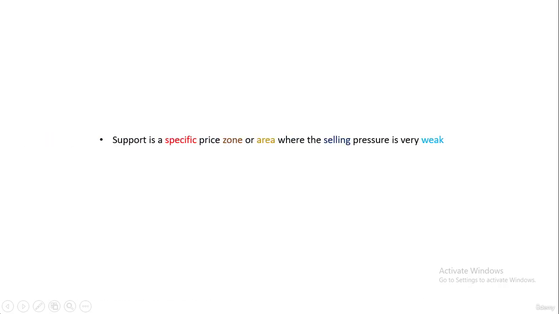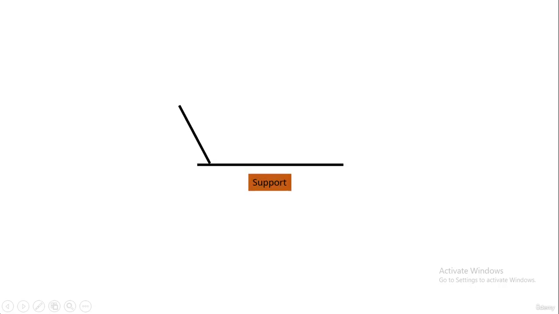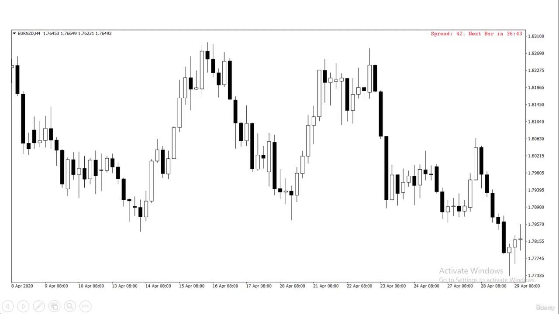Support is a specific price zone or area where the selling pressure is very weak, because the supply of the market decreases as well as demand of the market increases. When the market price falls down by creating a support level, the market price rises up until a specific price zone, then the market price falls down again. So the chance is high that the market price tests the previous support level, then the market price rises up again and creates the support level. So let's see the real chart example.